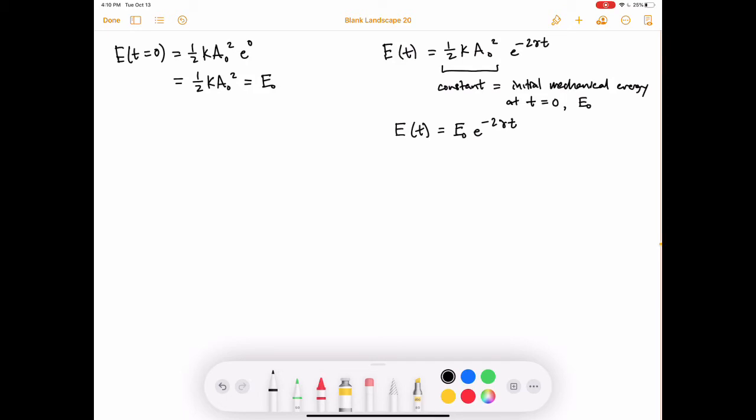So the first question asks if we're at 50% of initial energy, basically what is the time?